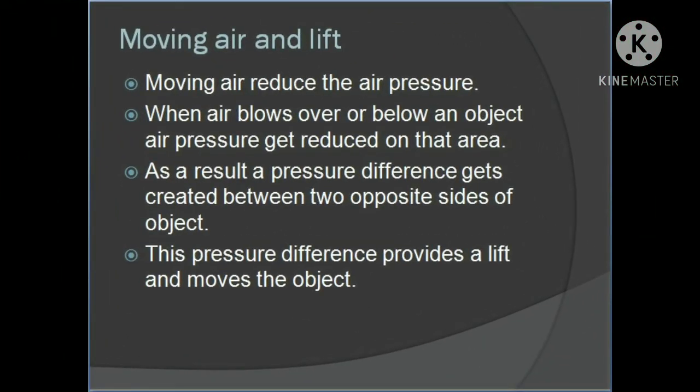Moving air and lift. Moving air reduces air pressure. When air blows over or below an object, air pressure gets reduced in that area. As a result, pressure differences get created between two opposite sides of the object. This pressure difference between different surfaces provides a lift and moves the object. Dear student, when there is a difference in air pressure, the object gets lifted because of it. This is moving air and lift.